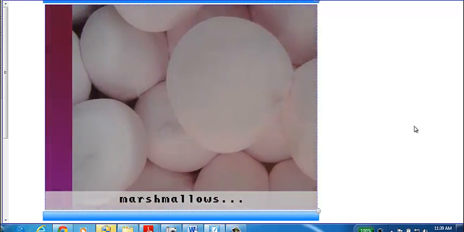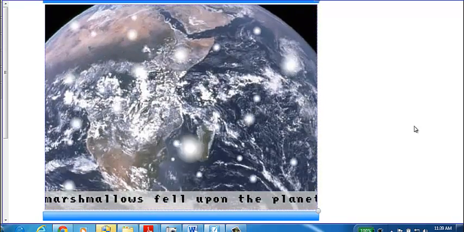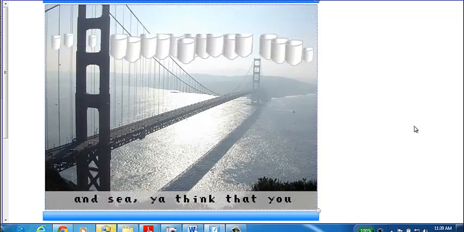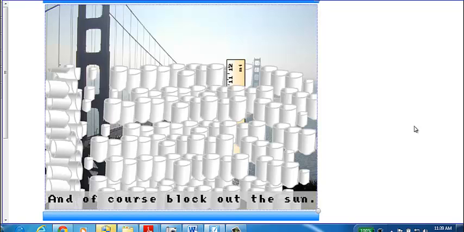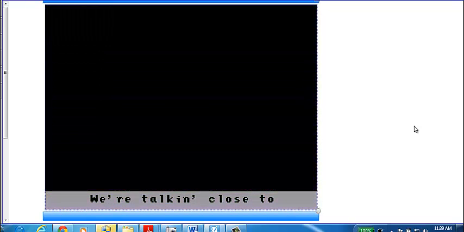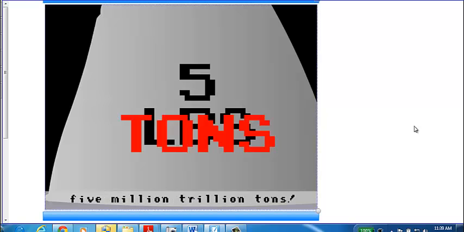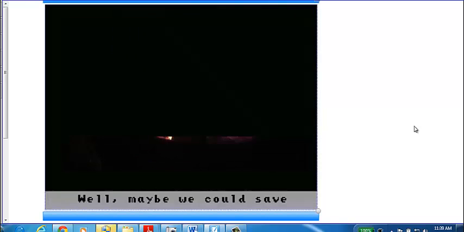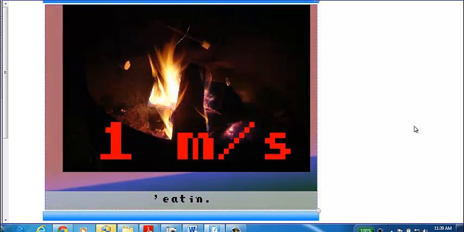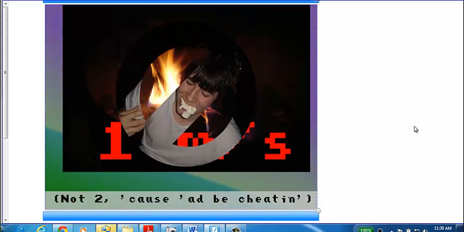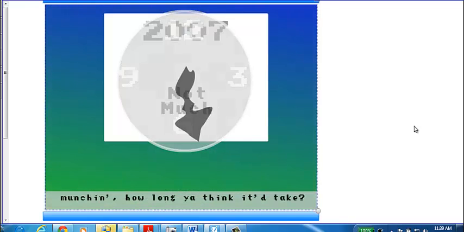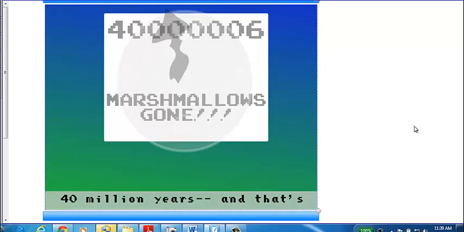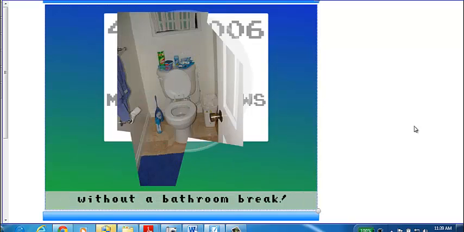Now suppose a mole of marshmallows fell upon the planet. Over each square inch of land and sea, you think that you could stand it? That layer would be 12 miles high and of course block out the sun. We're talking close to 5 million trillion tons. Well, maybe we could save ourselves if we all started eating 1 marshmallow each second. Not 2, because that'd be cheating. With 5 billion people munching, how long do you think it'd take? 40 million years, and that's without a bathroom break.